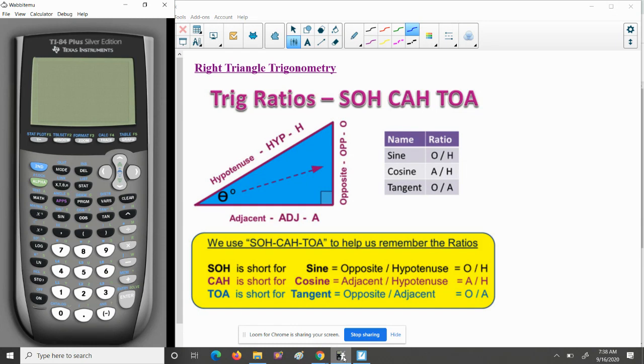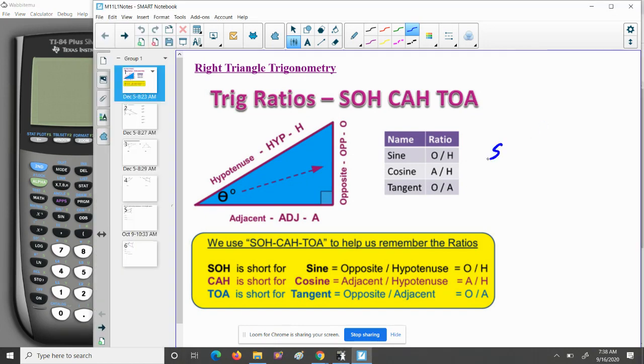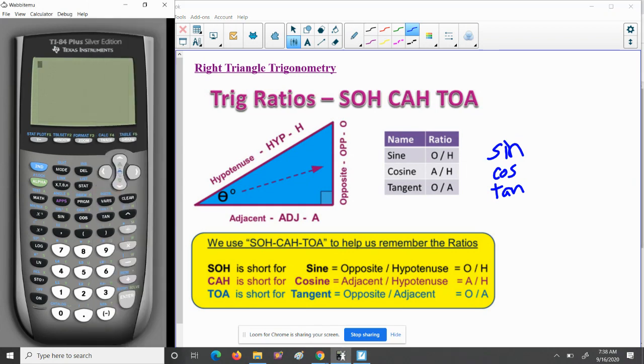We usually abbreviate those as SIN for sine, COS for cosine, and TAN for tangent. Now, there are some important things here as far as the ratios. This ratio depends on what angle you're looking at. Whenever you are trying to write a ratio, always look in terms of the angle. We're talking about the two acute angles in the right triangle, so we never use the right angle to figure out any of these sides.